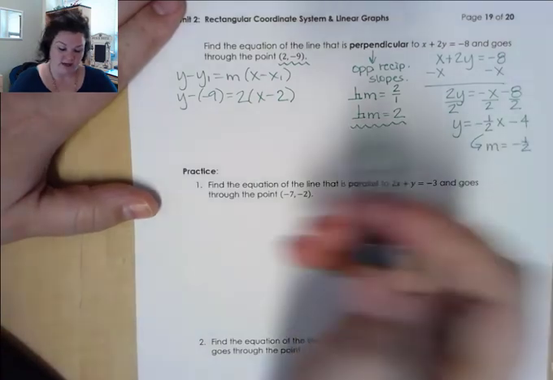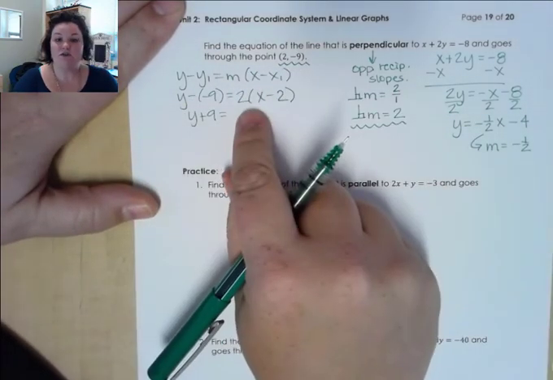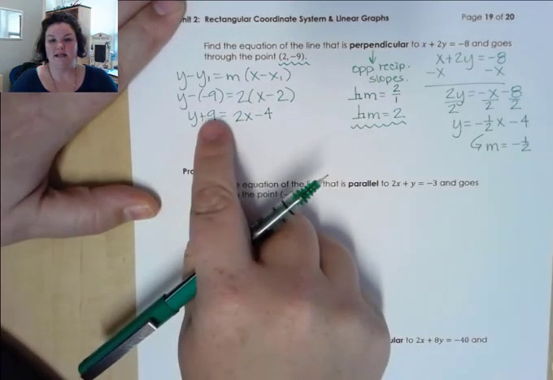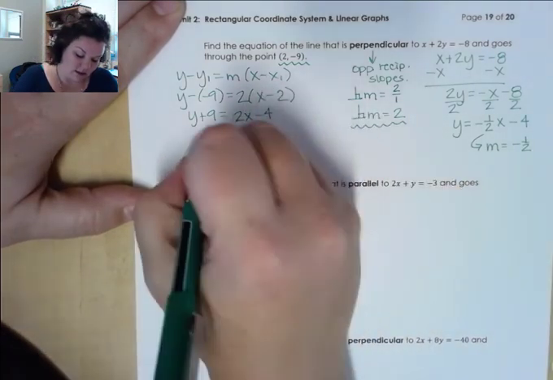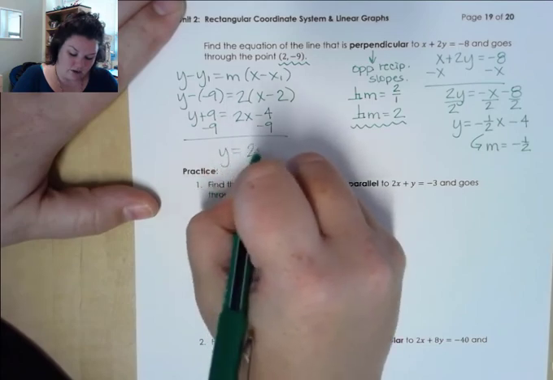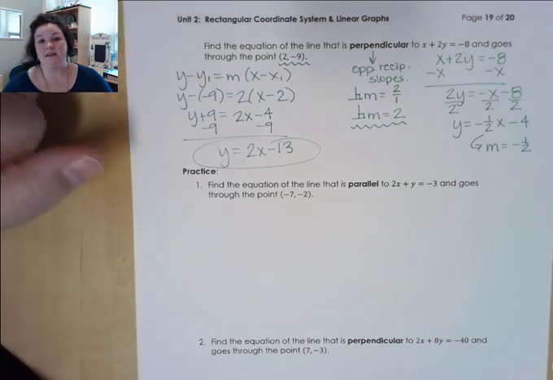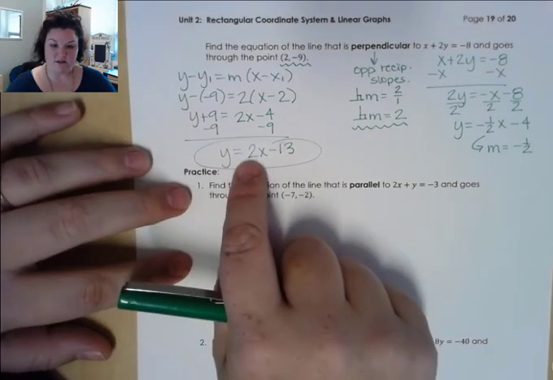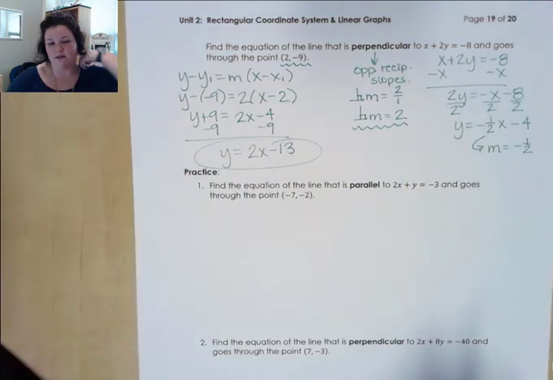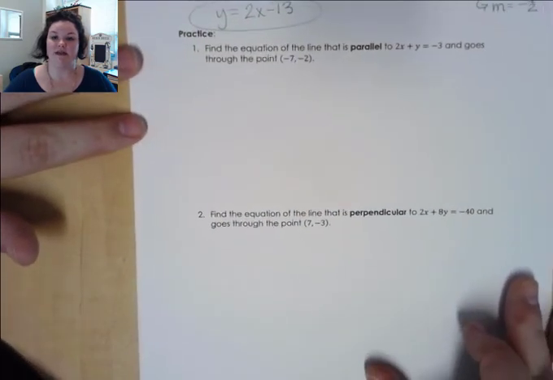And now we just simplify, right? Our double negatives here make this a positive 9. When I distribute my 2, I'm going to get 2x minus 4. And then the last thing I need to do is move that 9 to the other side. So I'm going to subtract 9, which gives me y is equal to 2x minus 13. And I just leave it like that. Okay, so this is the equation of the line that is perpendicular to this line given and goes through the point 2, negative 9.